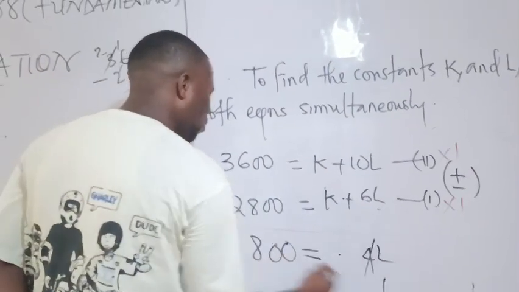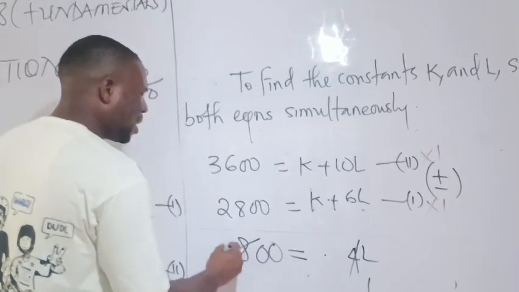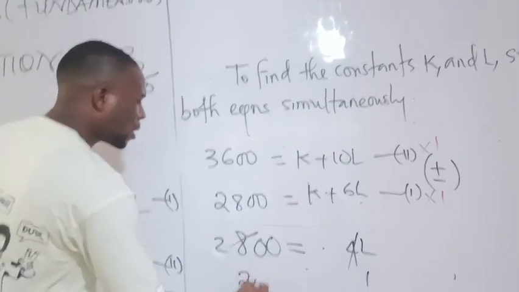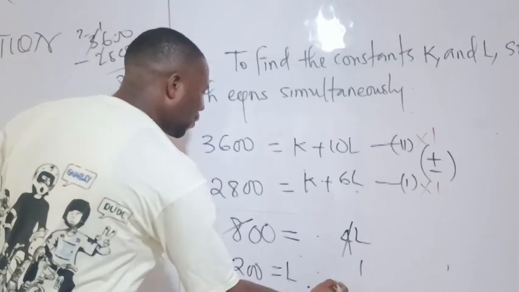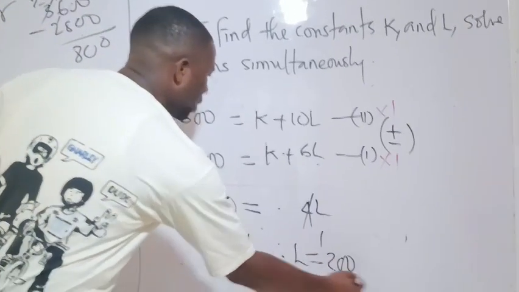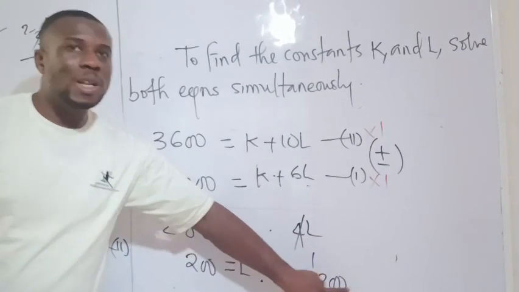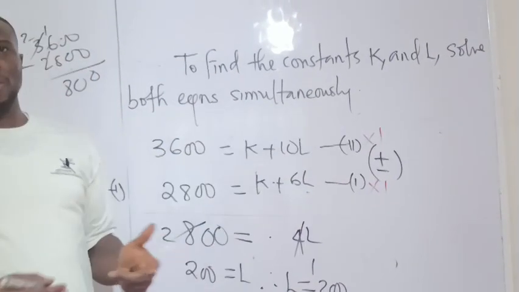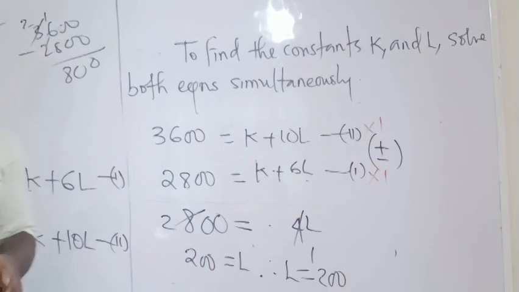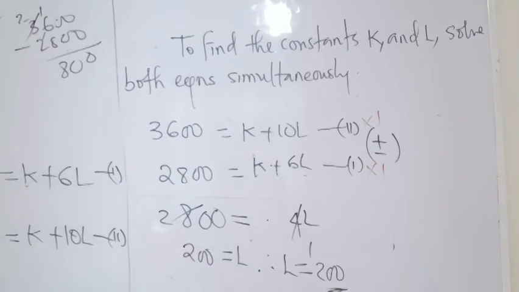4 in 4 is 1, right? And 4 in 8 is a 2. So I'm left with 200 is equal to L. Therefore, L is equal to 200. Now I know what L stands for, right? I could replace 200 for L in either of the equations to find K.